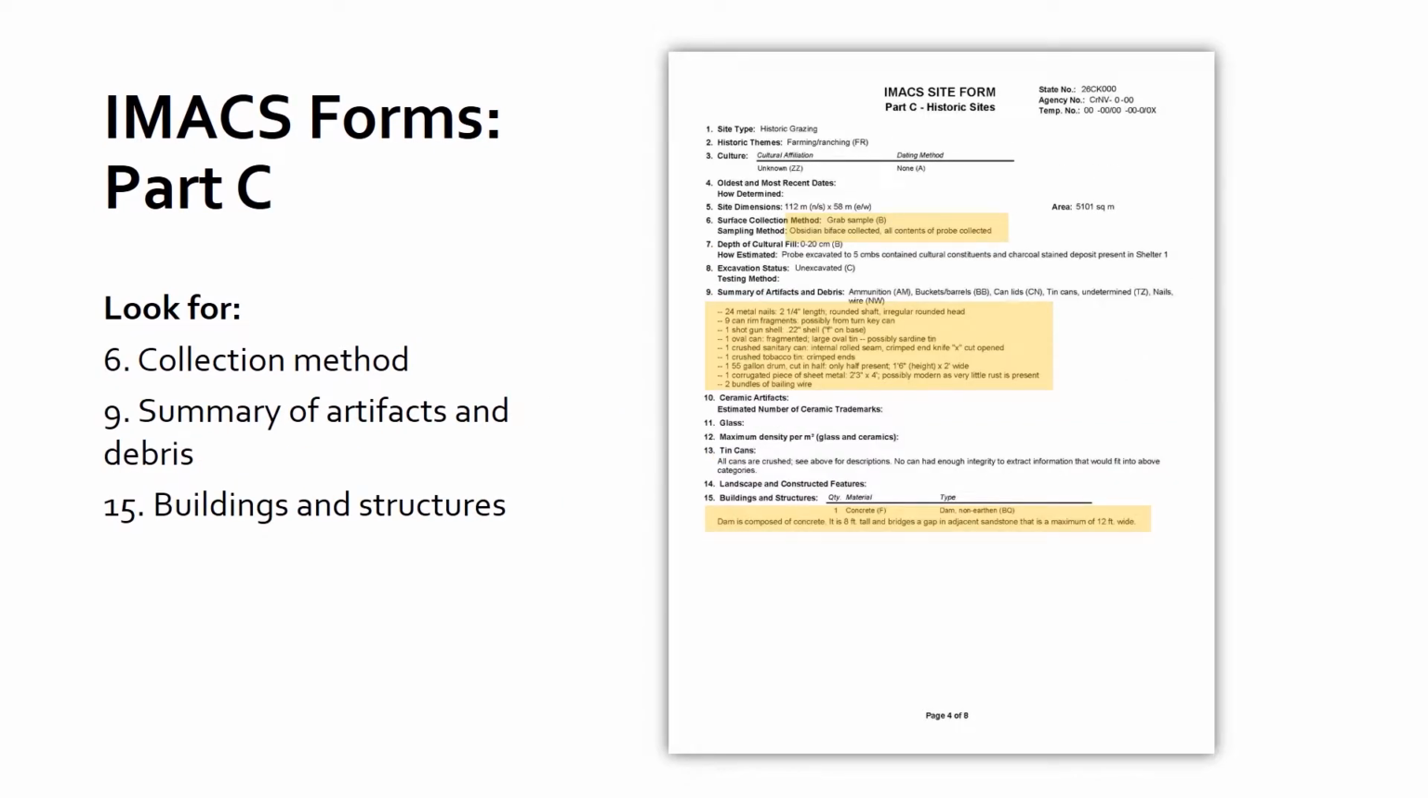The same goes for Part C, which again is just the form filled out when there's a historic component to the site. Was the material collected? So you're going to look for that. What kind of artifacts and debris? And what kind of buildings and structures are you looking for?